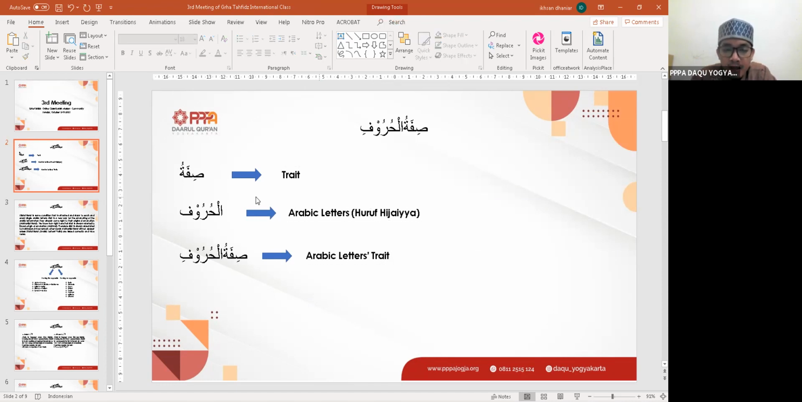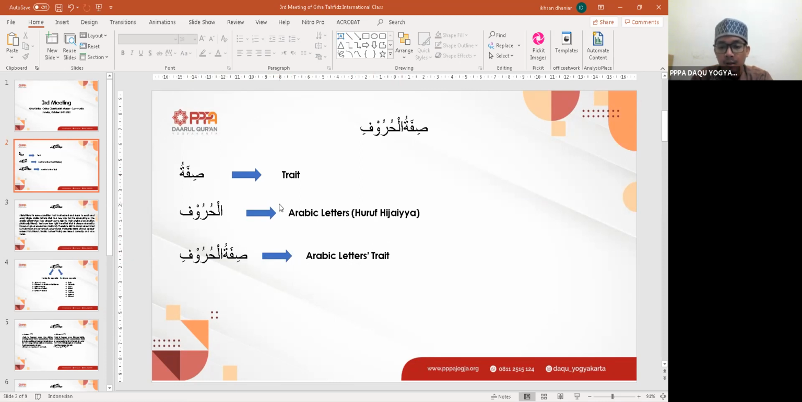And then the next word is al-huruf, which you already know. It's Arabic letters, or they have a name, huruf hijaiyah. And then those two words, sifa and al-huruf, are put together into a new word, which is sifatul huruf, and could be translated to English as Arabic letters trait.